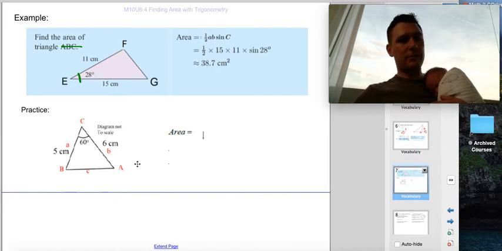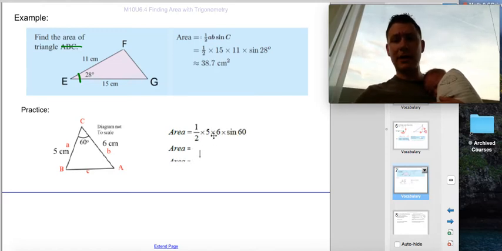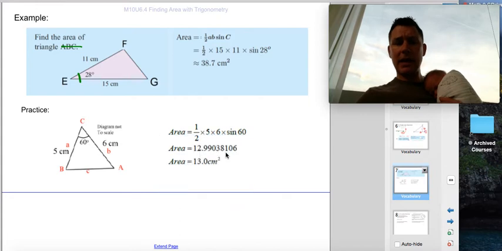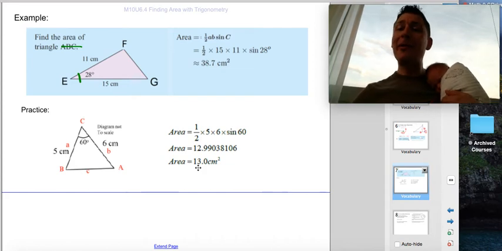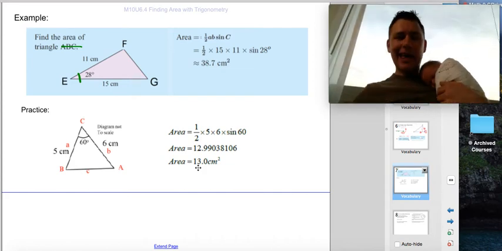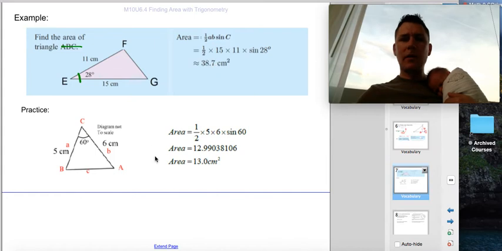Find the area of this piece. 5, 6, sine of 50, 1/2 AB sine C. Go. All right, same idea. 1/2, we plug in the pieces that we know, 1/2 AB sine 60, and you should get 13-ish, 12.9. Great, fine. That's the idea.